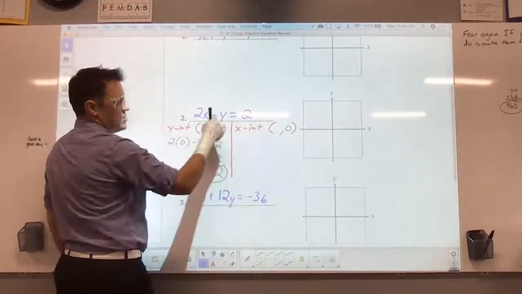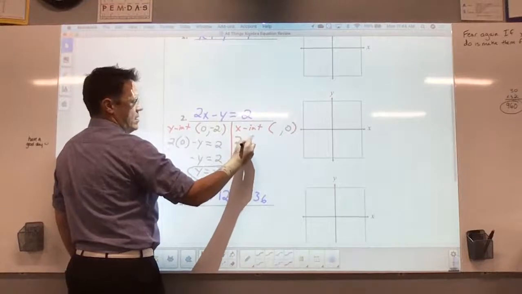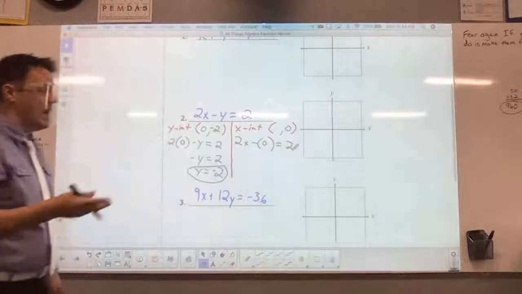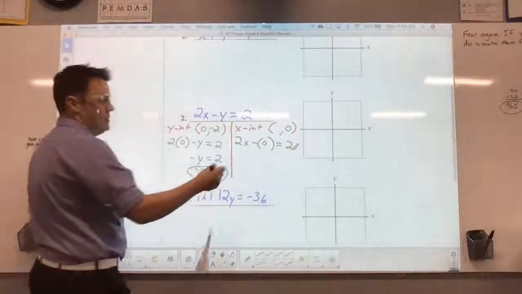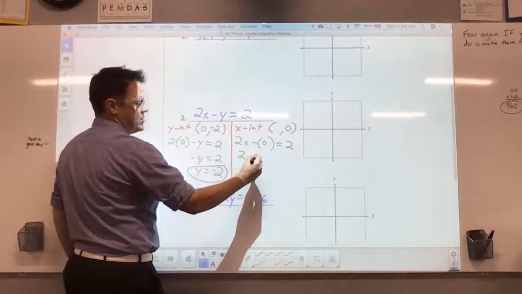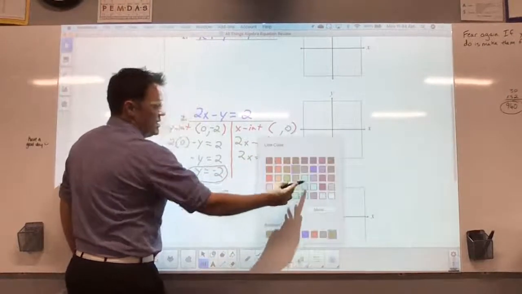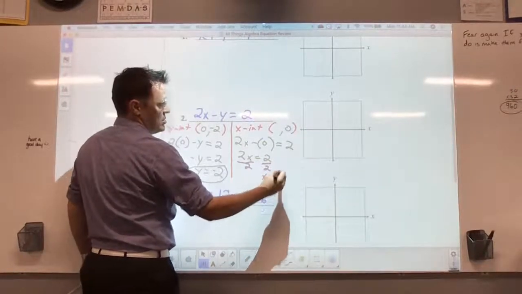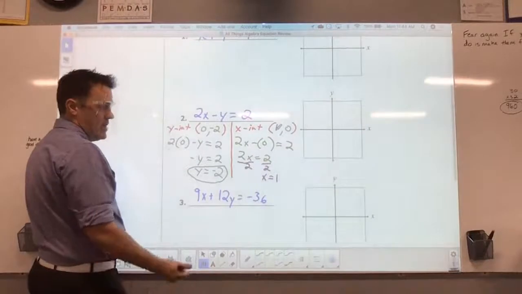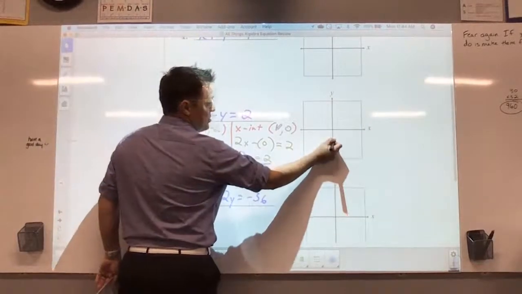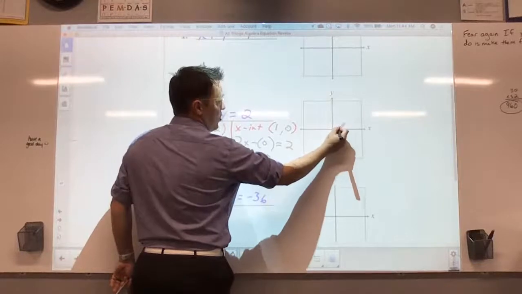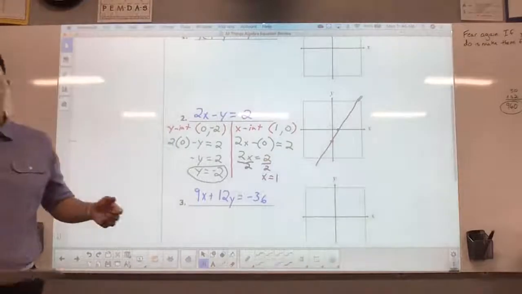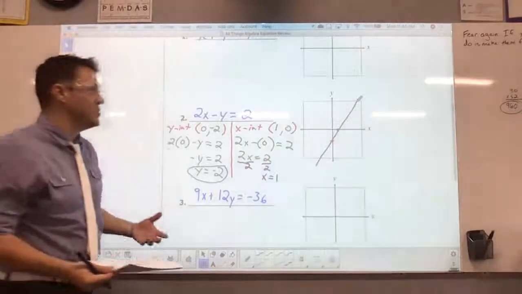All right, and then the same thing goes with the x. If we know our y is 0, and you put a 2 in there, then what do you have? Okay, then you know at this point you have 2x equals 2, and then you guys can simply do the math on this, please. x equals 1. So your points are 0, negative 2, and then you'd go over 1, and then there is your actual line.